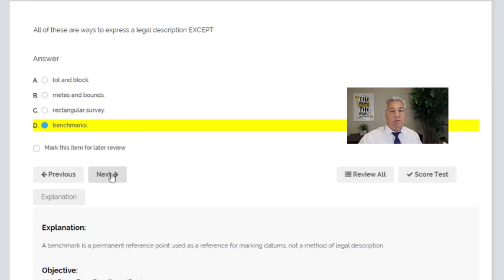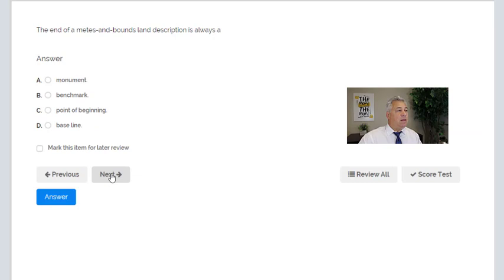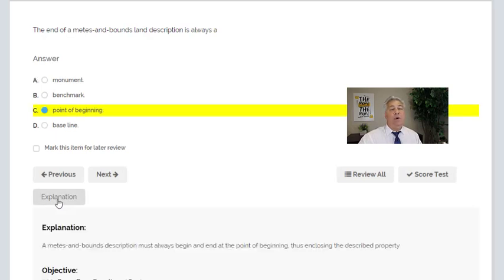Okay, our next question will be: the end of a metes and bounds land description is always a, A, monument, B, a benchmark, C, the point of beginning, or D, a baseline. A metes and bounds always returns to the point of beginning. A metes and bounds description must always begin at the point of beginning, thus enclosing the described property. Where you start is where you finish. The point of beginning is also the point of ending.